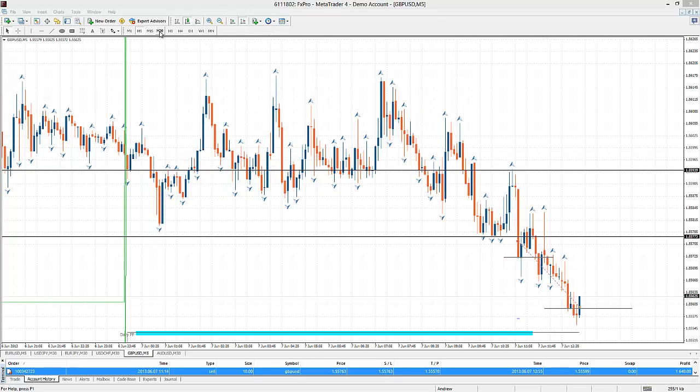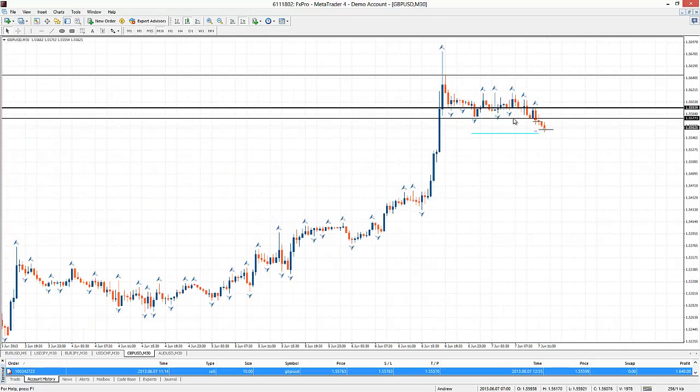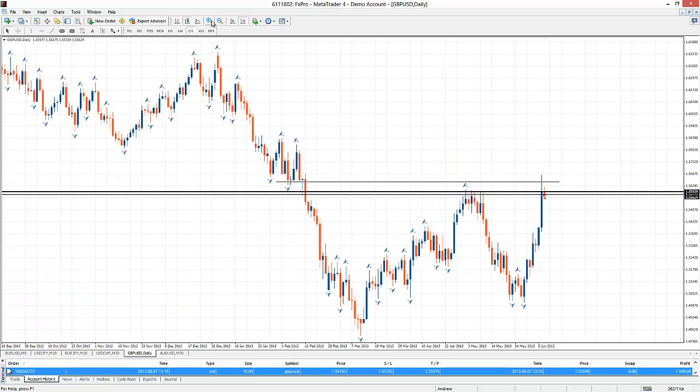So this is a recap. Market direction was down, broke to the downside there, and there's the daily chart. That was the resistance that we traded off. So that was the beginner strategy on the pound US dollar for the 7th of June.